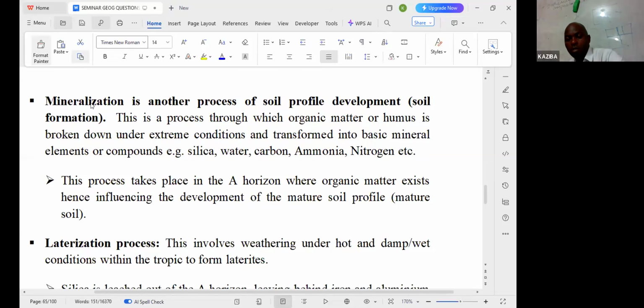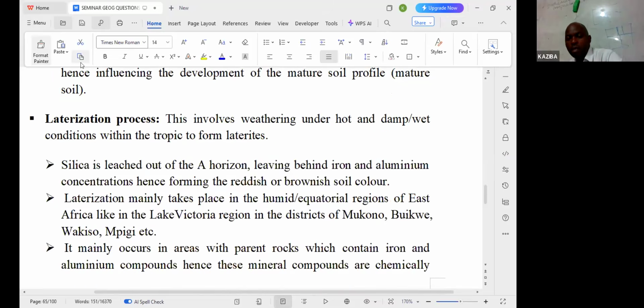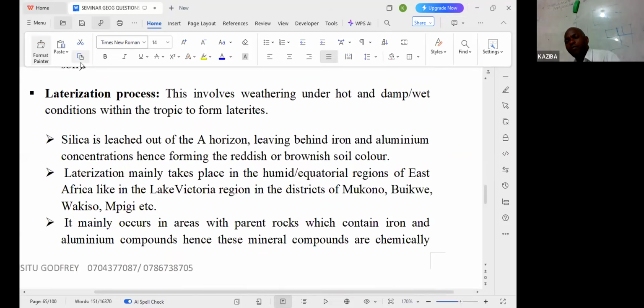Then you have lateralization. Now, lateralization is where you have a mineral containing three components. It contains silica, aluminium, and iron. Now, when it rains, silica goes down, and iron and aluminium harden to form what we call laterites. So that's lateralization.